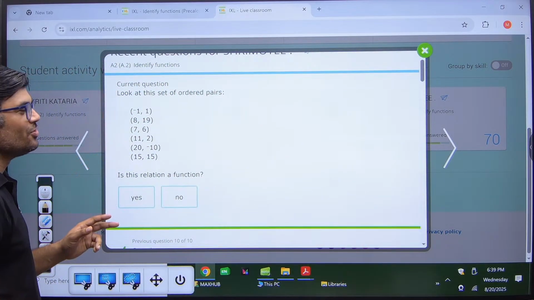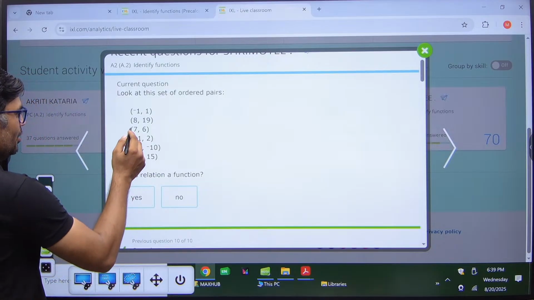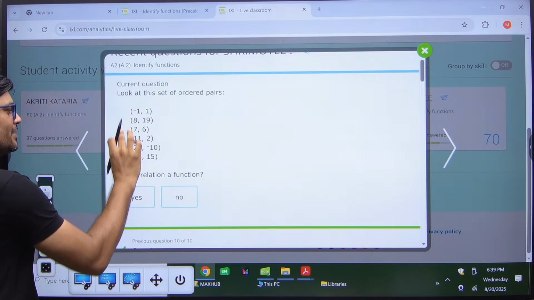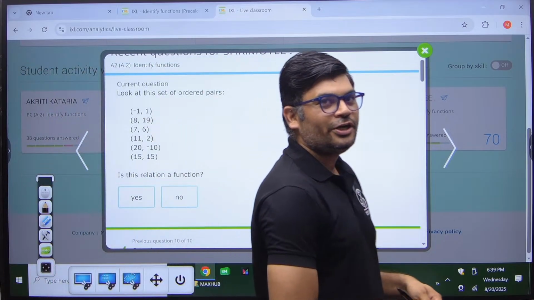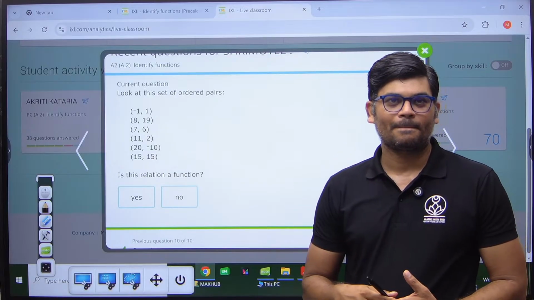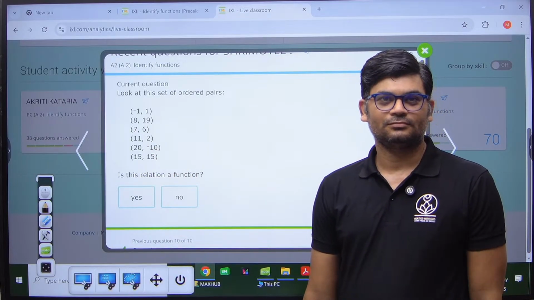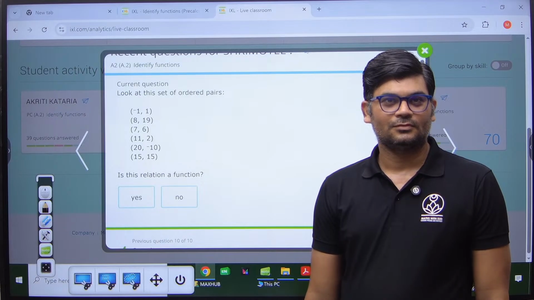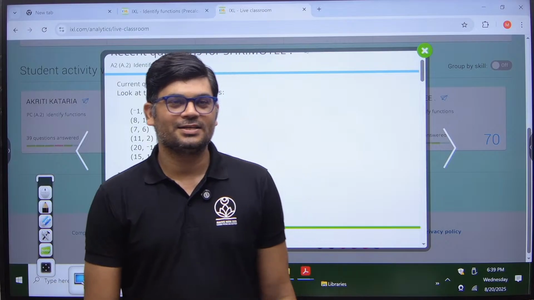Okay. Now this question. Shrimoy, see in this question you are having all different values of x. So no need to check it. Just click yes. You have to check only if there are two same values for x. You have different values of x. So it is a function. I hope that you have listened to this part.